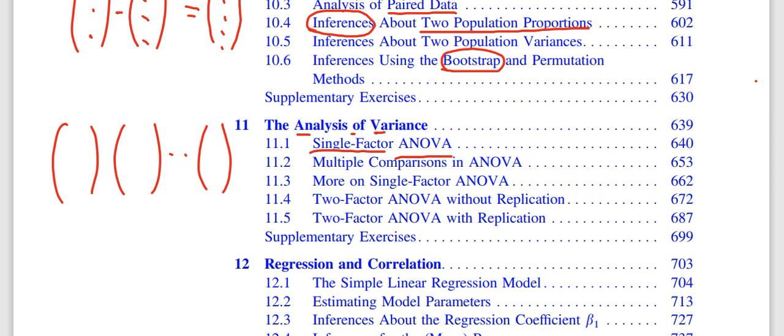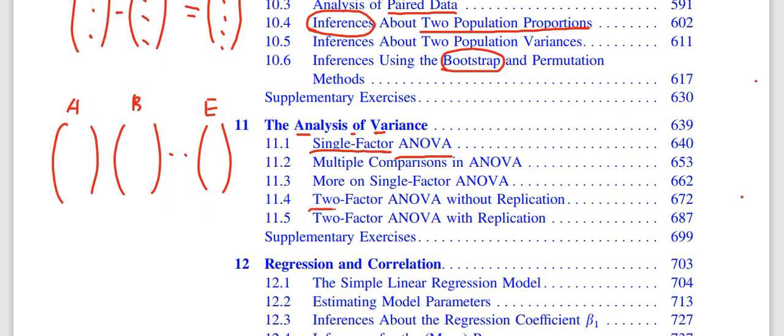For example, take medicine, we just compare several medicines. This group takes medicine A, this group takes medicine B, this group takes medicine C, or D, or like that. So here we split all the people by medicine. So medicine is a factor, the single factor.